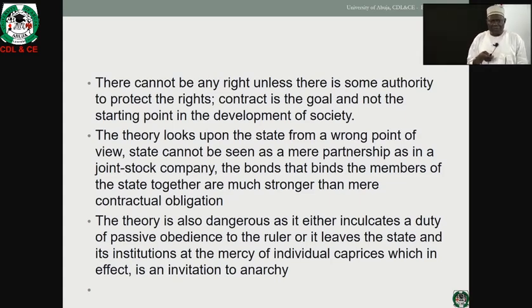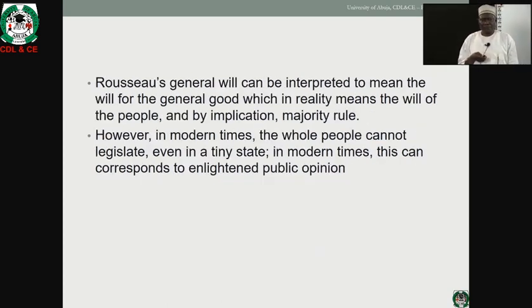The theory looks upon the state from a wrong point of view. According to this, the state is not like a partnership. No, the state goes far beyond the principles of partnership as in a joint company. Yes, the theory is also dangerous as it either inculcates a duty of passive obedience to the ruler, or it leaves the state and its institutions at the mercy of individual caprices, which in effect is an invitation to anarchy. Rousseau's general will can be interpreted to mean the will for the general good, which in reality means the will of the people, and by implication, majority rule.